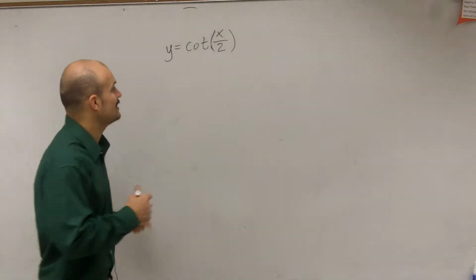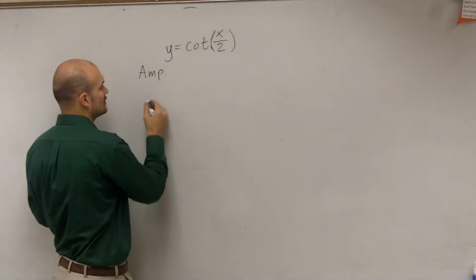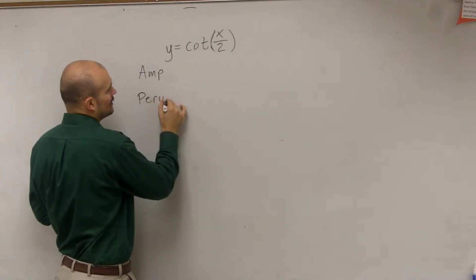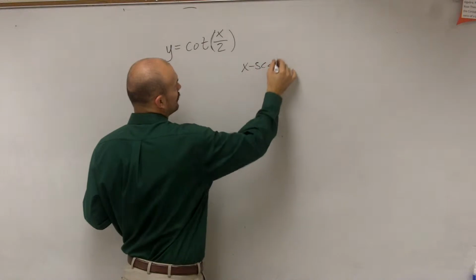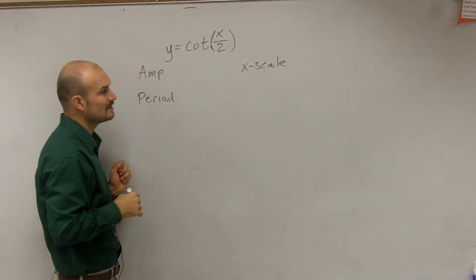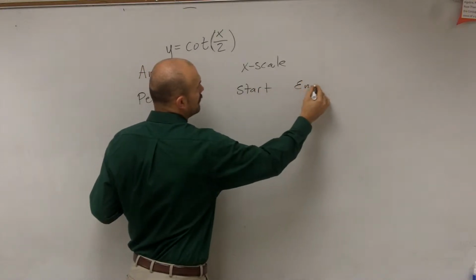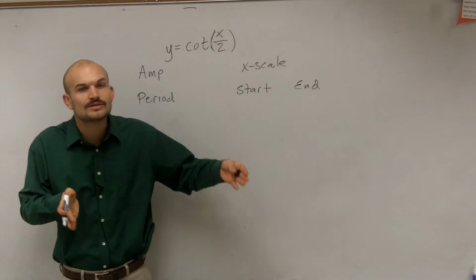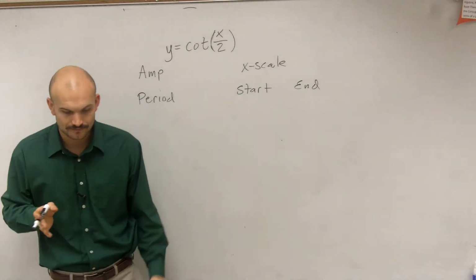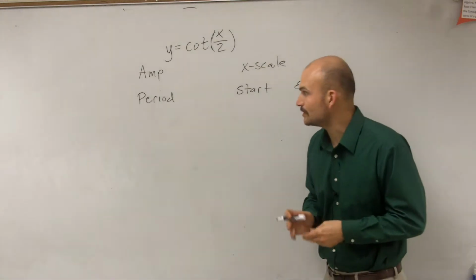So you have to get used to saying, okay, I need to determine what the amplitude is, I need to look at what the period is, I need to know the x scale, or the distance between the critical points, and I need to know the start and the end of our initial period. Remember, these graphs go on and on forever, but what we like to do is graph our initial period, and then replicate from that initial period.